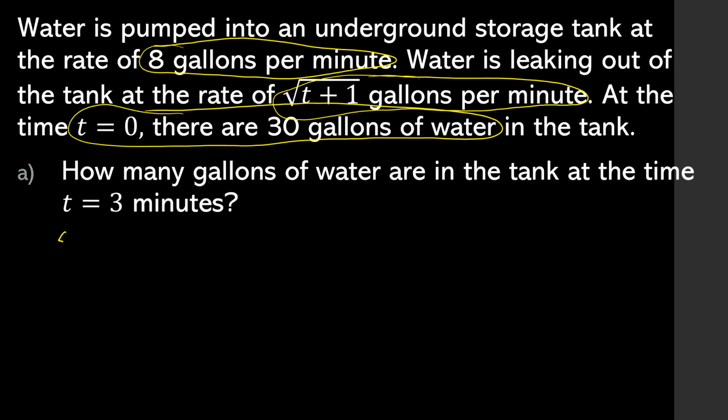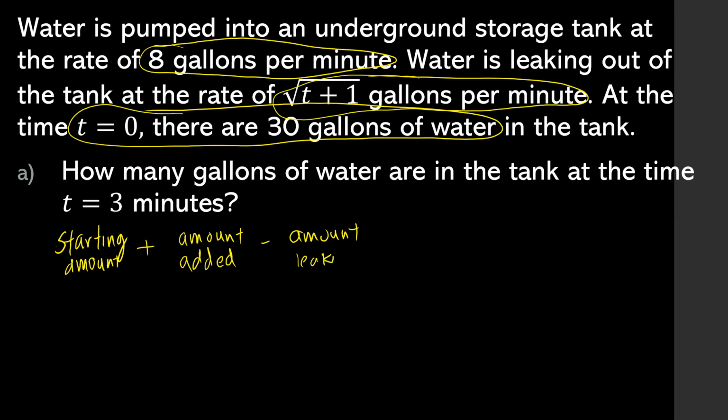So that's going to be, let's think, starting amount. And to the starting amount, we're going to add the amount added. We're going to subtract the amount leaked out. Okay, the starting amount is easy, 30, and because we're talking about this time equals 0, I know the lower bound of integration is going to be at time equals 0.